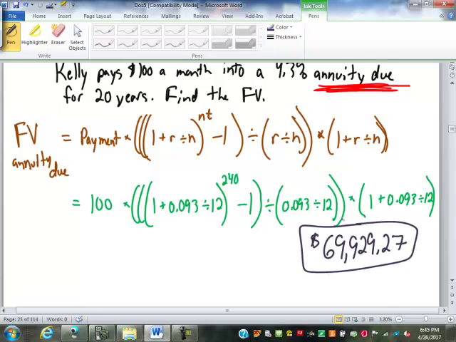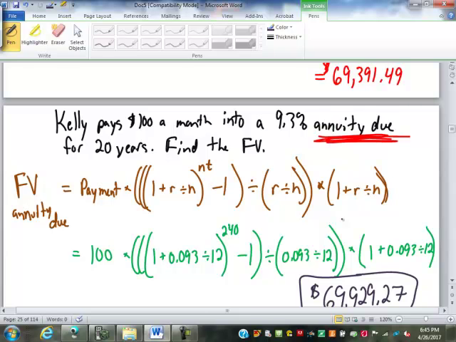Now I took a shortcut there, so I'm going to wait a second for you guys to punch that in to verify. Everybody get that same number? Okay, we'll give you a minute.